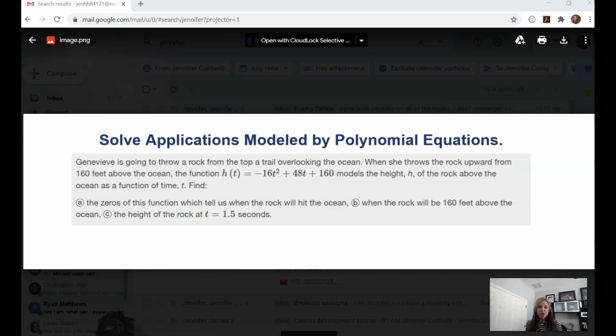So in the previous video, we looked at how to solve this application problem, which was modeled by the equation h(t) = -16t² + 48t + 160. When we solved parts A, B, and C, we found several ordered pairs. And I thought it would be nice if we could also visually see these ordered pairs on the graph of the function. So in this video, we're going to look at where these ordered pairs are placed on the graph so you can get a better idea of the trajectory and the path that the rock follows as Genevieve throws it in the air.